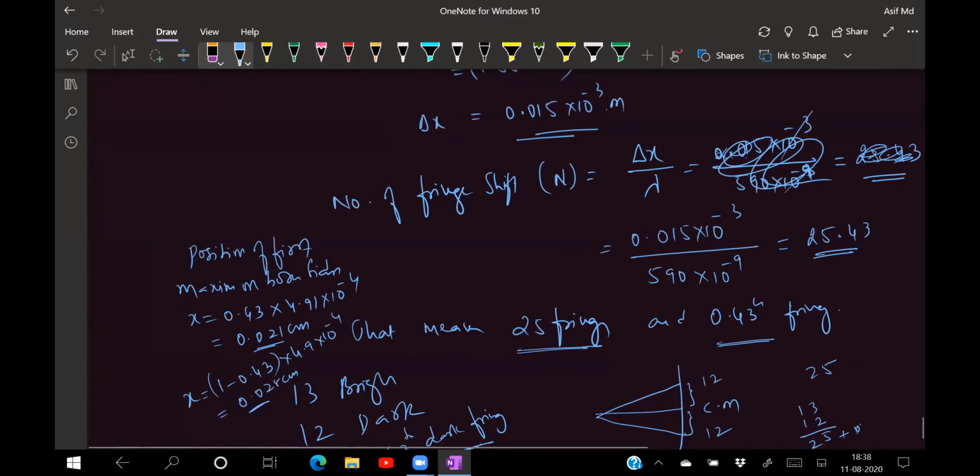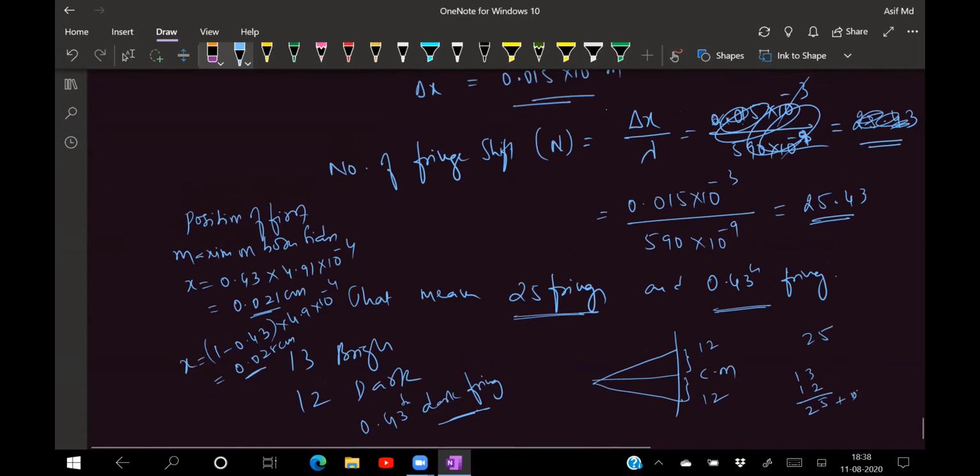Is this clear? Only thing is a little bit of understanding is very important. Generally పిల్లలు ఇక్కడ వచ్చేసి ఆగిపోతారు. So we got 25 bright fringes, 12 will be the dark and 13 will be the bright. Now position of the first maximum on both the sides will be fringe width into 0.43, maximum అన్నాడు కాబట్టి. So that is approximately 0.021 centimeter. That means x will be (1 − 0.43) × 4.9 fringe width. Simplify, we get approximately 0.028 centimeters. Is this clear for everyone? Am I making a mistake anywhere?